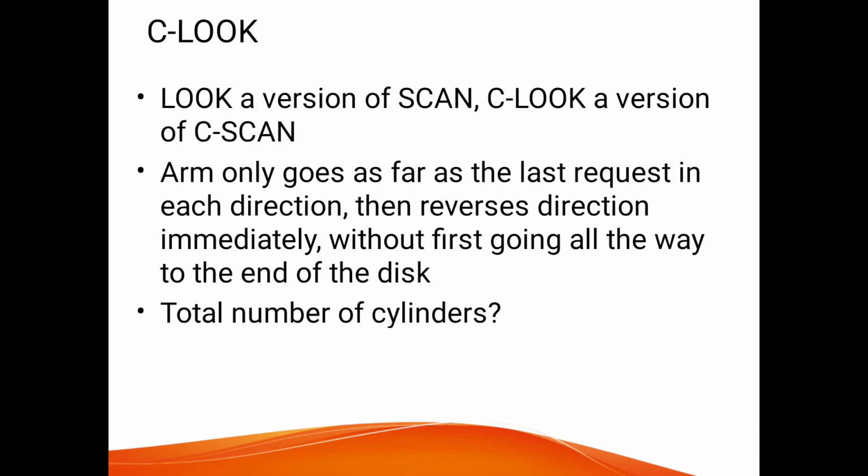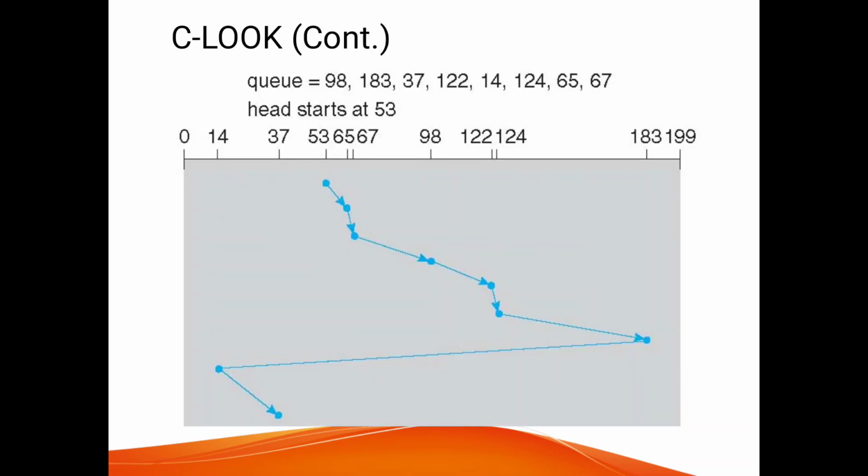So C-LOOK is the version of C-SCAN. Here the arm only goes as far as the last request in each direction, then reverses direction immediately without first going all the way to the end of the disk. Total number of cylinders.